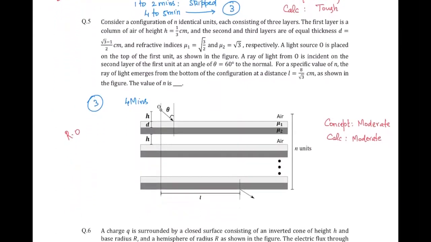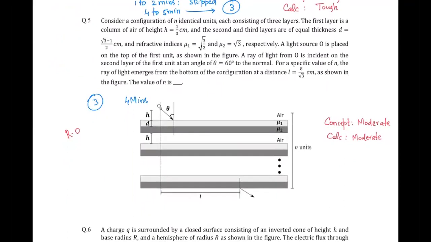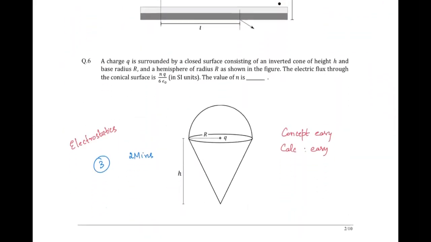Then the next one is, again, a ray optics based question where multiple layers are involved. Concept wise it is moderate because you need to read, understand the scenario, and then get the course of action, how to proceed. Calculation wise there is nothing very tough in this. It's a moderate calculation based question, so it is going to take some time. So maybe some people decided to do it, some people decided to move on, and eventually we'll see what will be a good score in this particular paper.